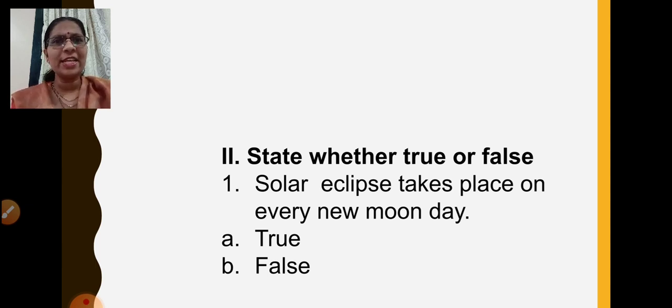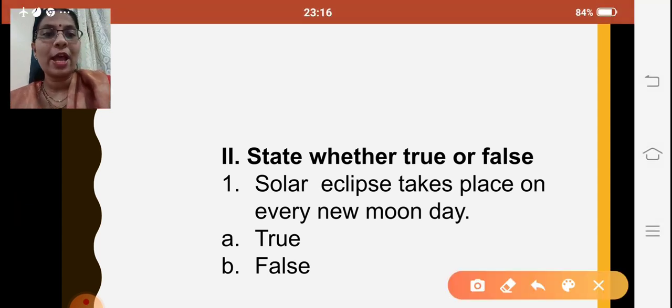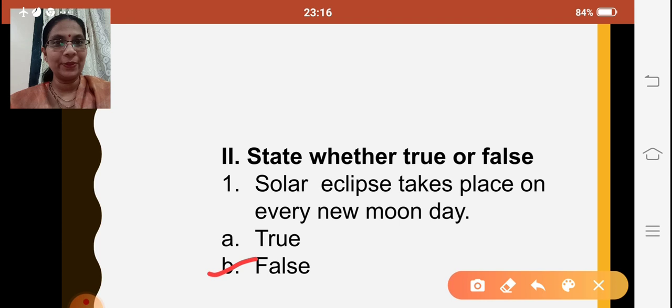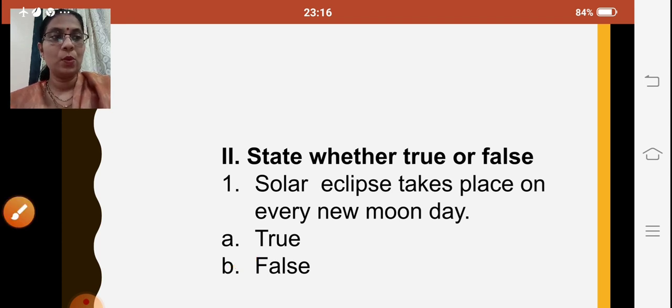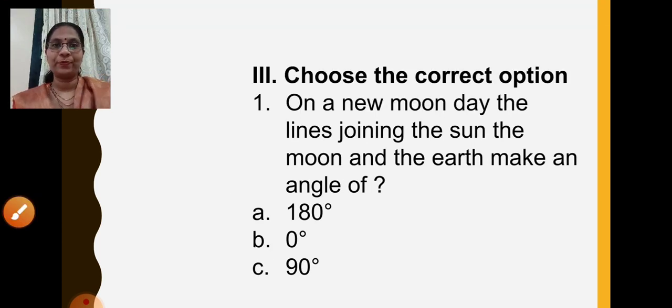So, this statement is going to be true or false? It is false. So, I am going to click the answer false. So, my answer is false. Correct, children? Fine. I hope this is clear to you. Okay. Now we go on to the next question. Choose the correct option. Okay.